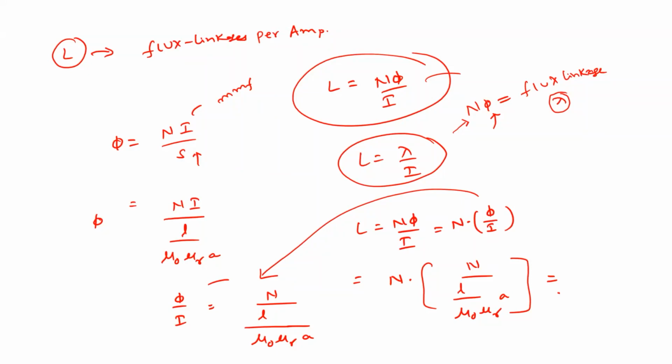Sir, you said I is MMF, right? Not I is MMF. This entire thing, N into I, is MMF. Okay, got it. I is current, right? Sir, can you explain again how you got L equal to N phi by I? That formula. L equals N phi by I.